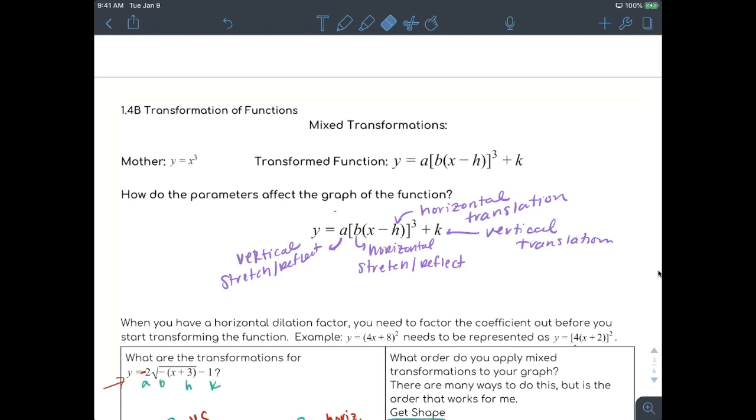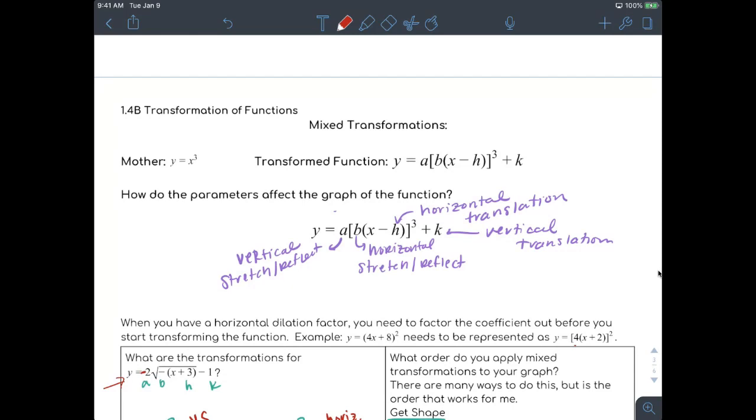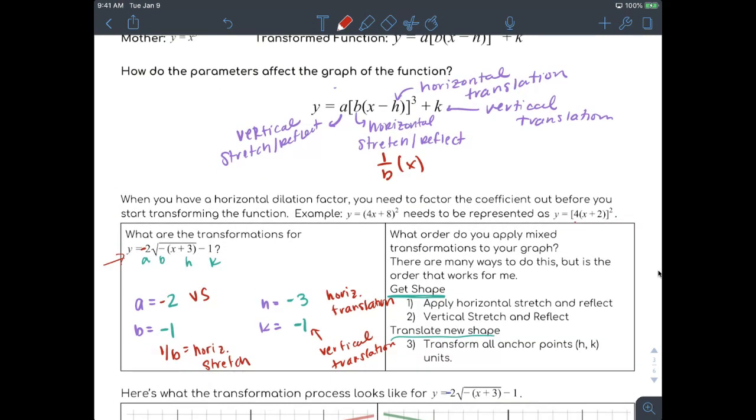Hi, we're going to look at transformations of functions with mixed transformations. So remember from Math 3 or from the last videos that the A value is the vertical stretch, the B value gives us information about the horizontal stretch, and the H and the K give us our shift values. And it's important to remember that our stretch factor for B is actually 1 over b times x. So just remember that it's going to be 1 over b.